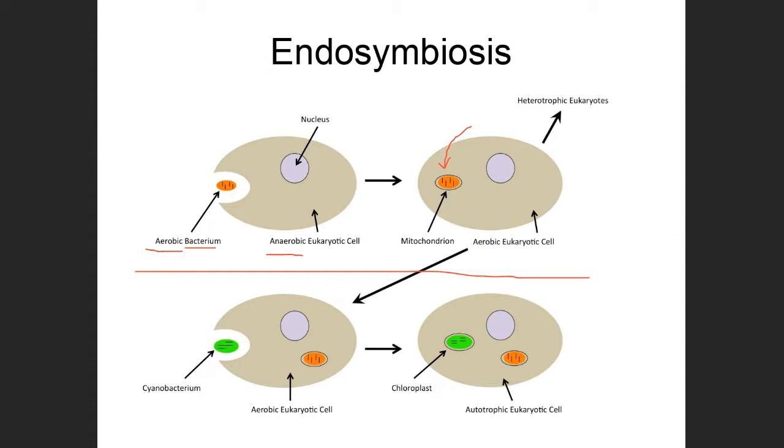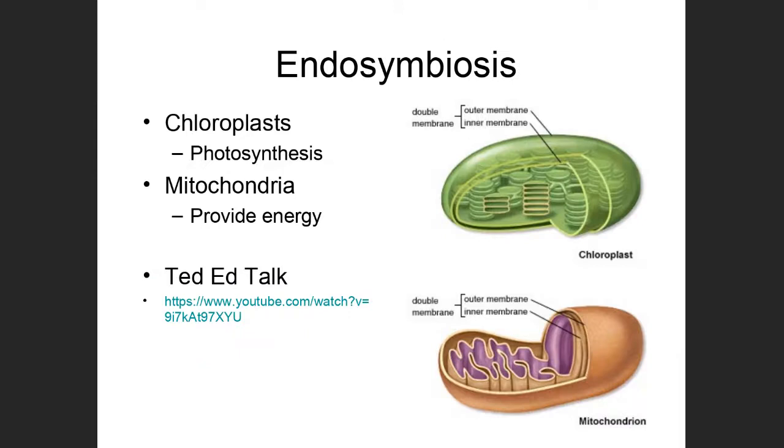The same kind of thing happened in algae and in plants, right? Where the cyanobacteria became really the chloroplast in plant cells, right? And so it's an important thing to consider how these things work. There's a TED Talk you can watch if you want to learn more about it, but I'm only going to be testing you over what endosymbiotic theory states, and that's it.